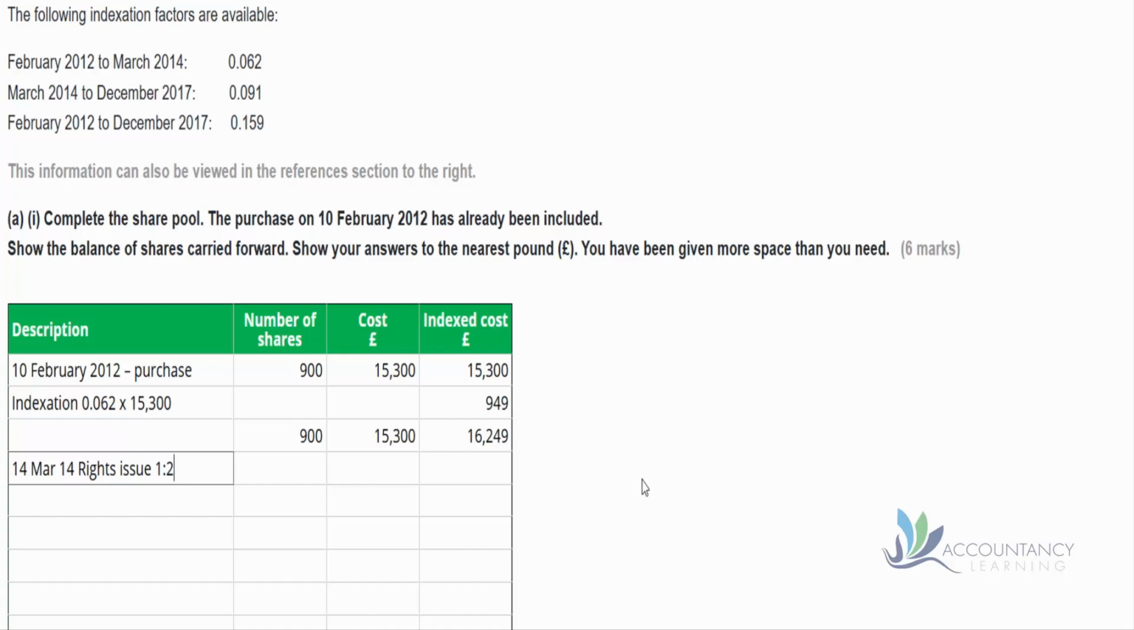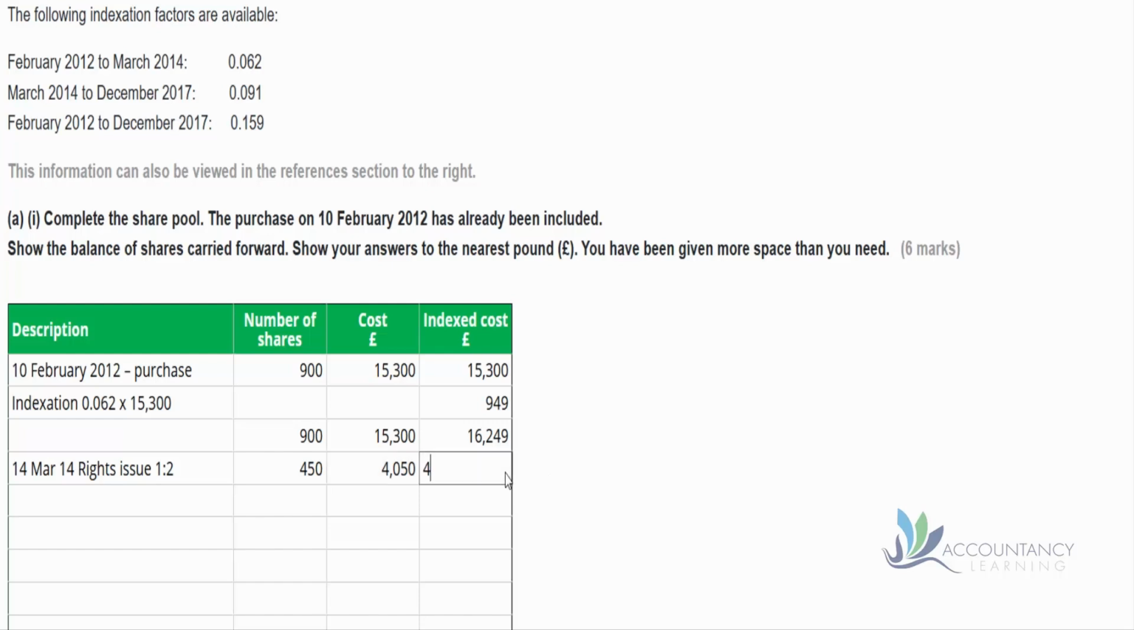And in this case, it's a 1 for 2 rights issue. So what we're saying is, for every 2 shares you have at the moment, you can buy another 1 share. So that means we've got 900 shares, we can buy another 450 shares. And we can pay £9 each for these. And typically the issue price would be at a discount to the market price. So that's the incentive for the shareholders to buy them. It's cheaper than buying them on the stock exchange.